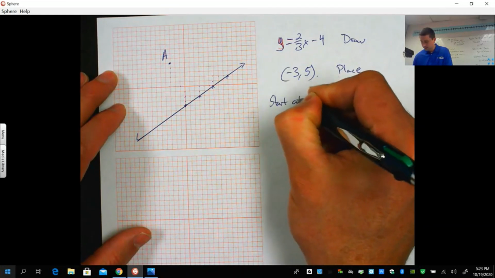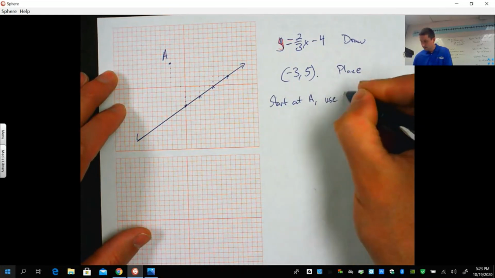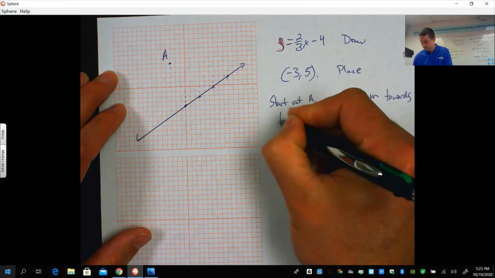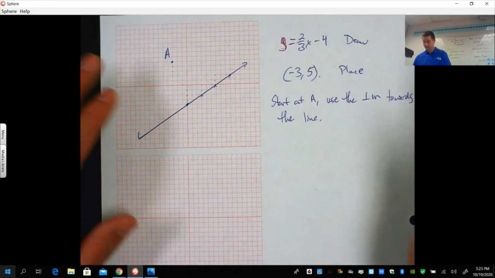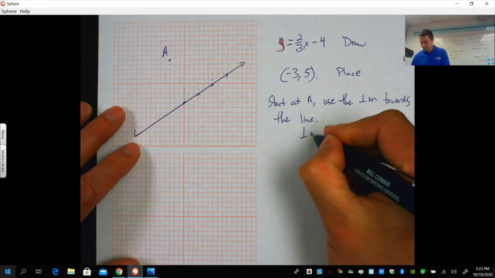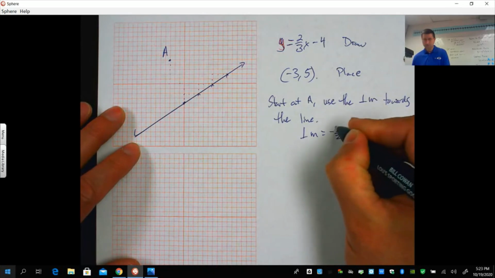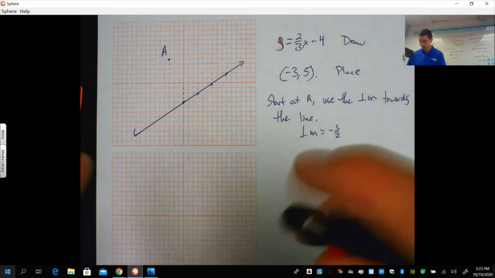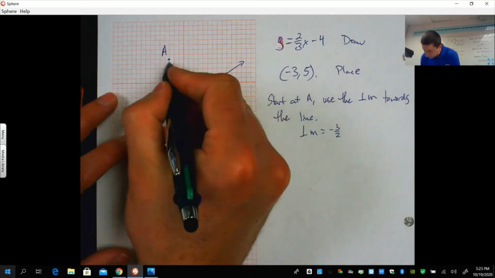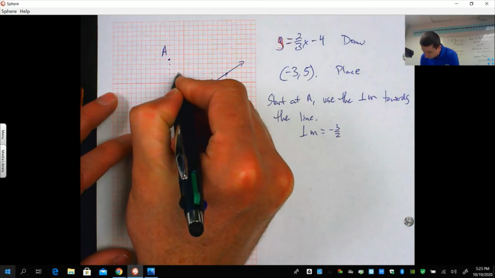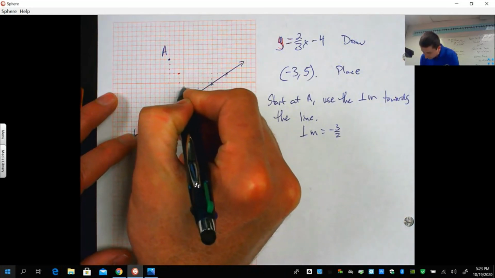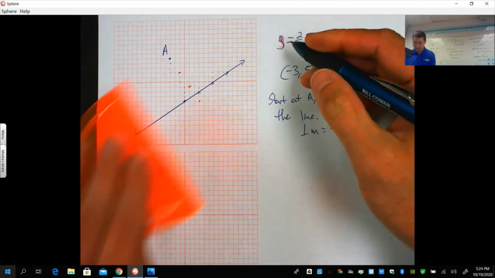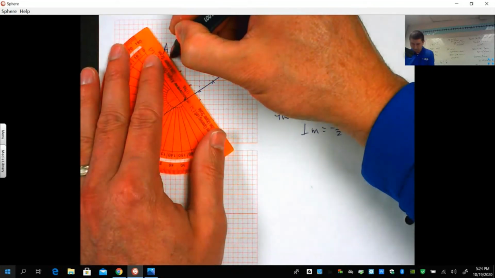So we're going to start at A. Use the perpendicular slope towards the line. So the perpendicular slope here is going to be negative 3 over 2. So I'm going to start here. I'm going to go down 3, and over 2. Okay, so this isn't going to match up. You won't have any that don't really match up like this. I hope not. If they do, let me know.